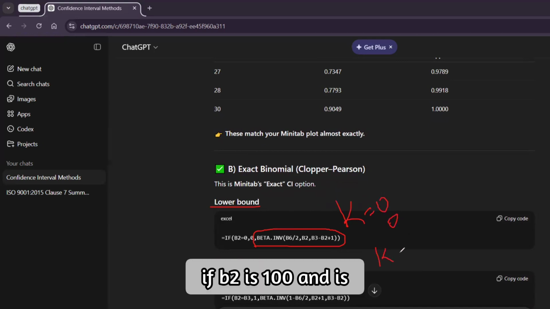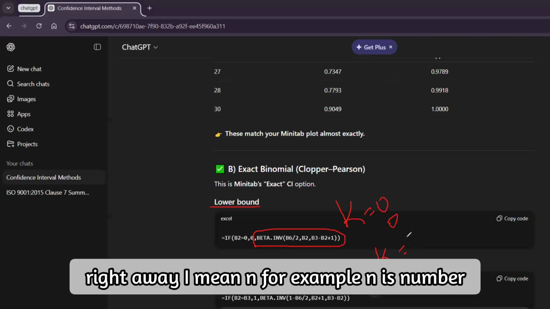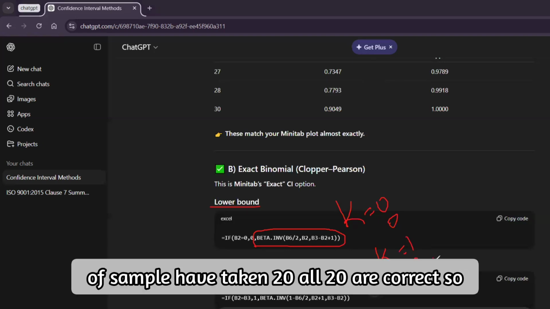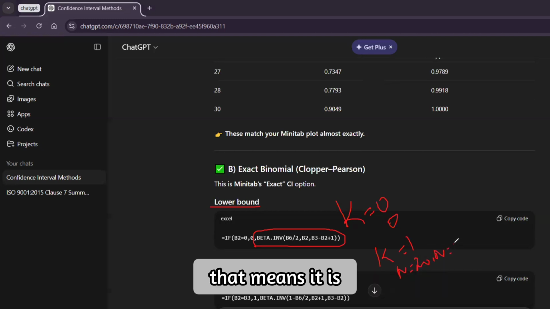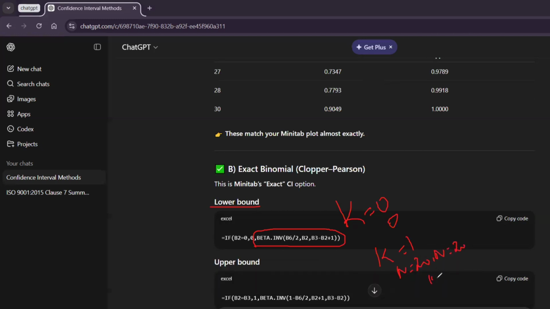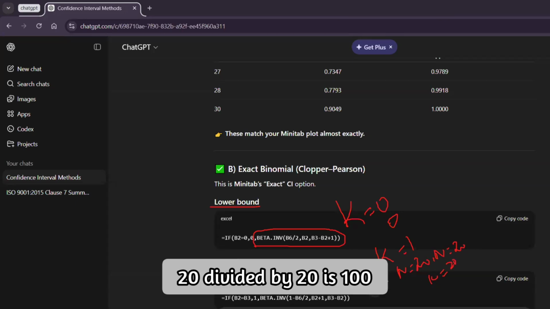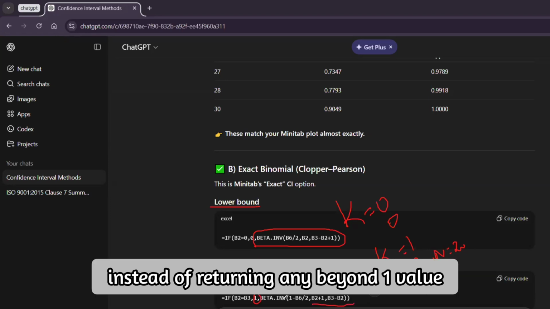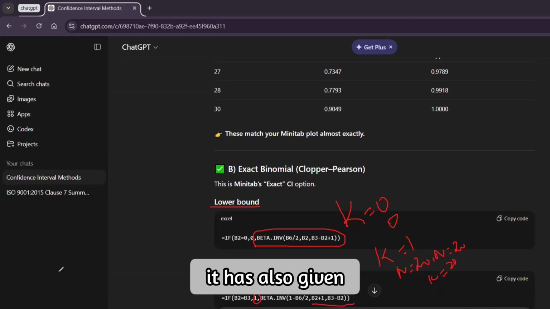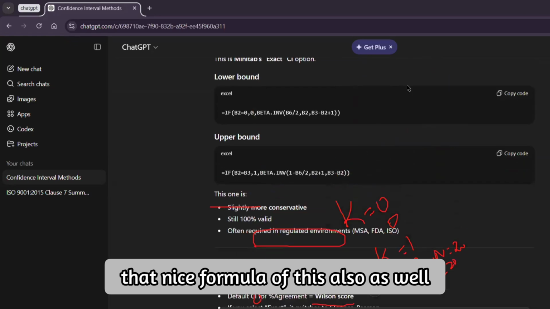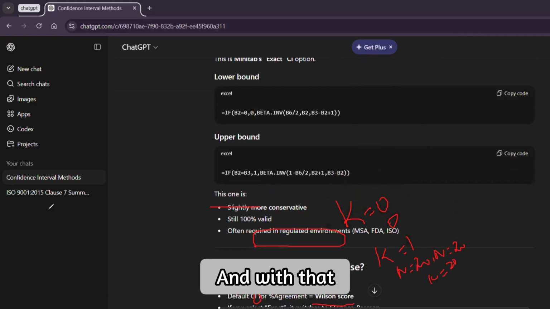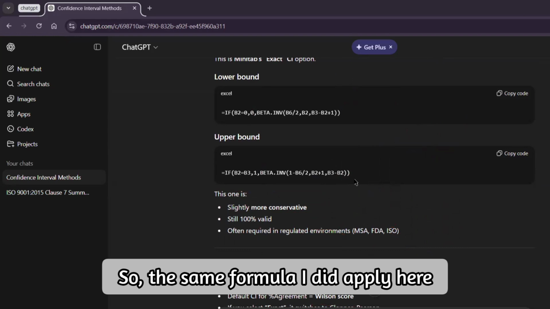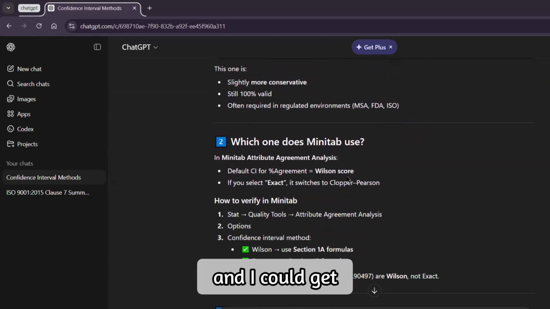If n, for example, the number of samples taken, is 20, and all 20 are correct, then k is 20 divided by 20, which is 100%, right? So in this case, I can straight away go for 1 instead of returning any value beyond 1. It has also given that nice formula as well, and with that, I applied the same formula here and could get that easily.